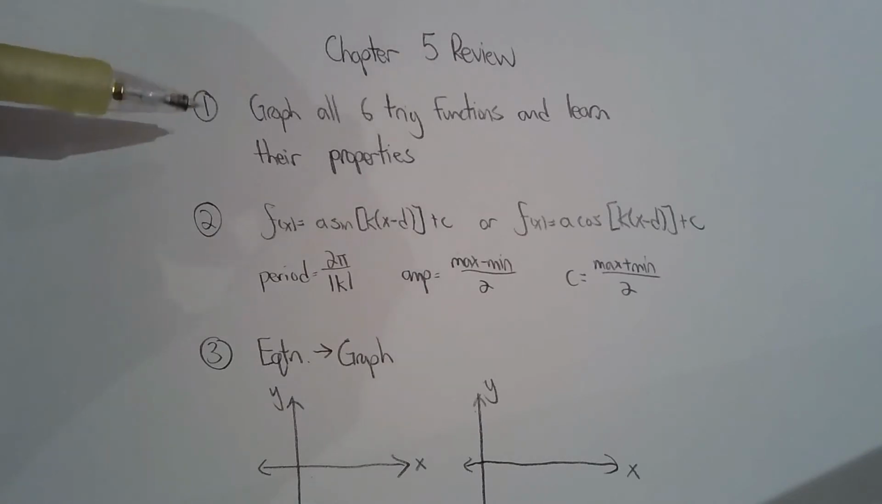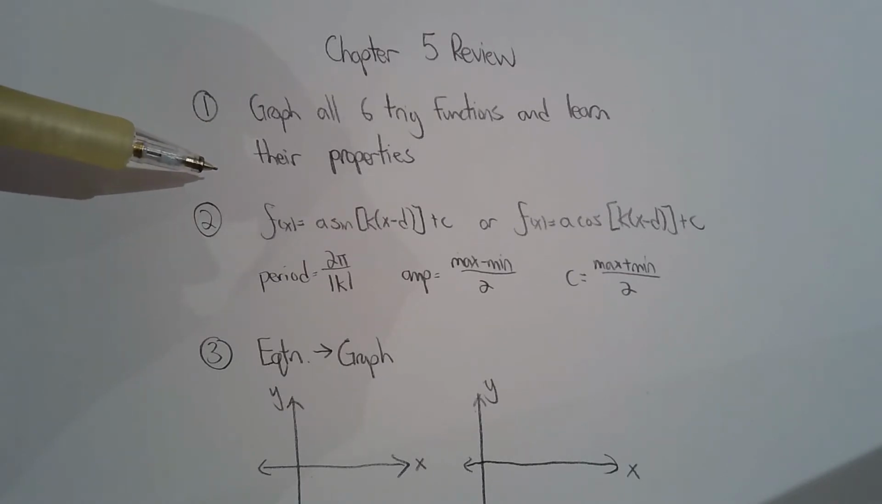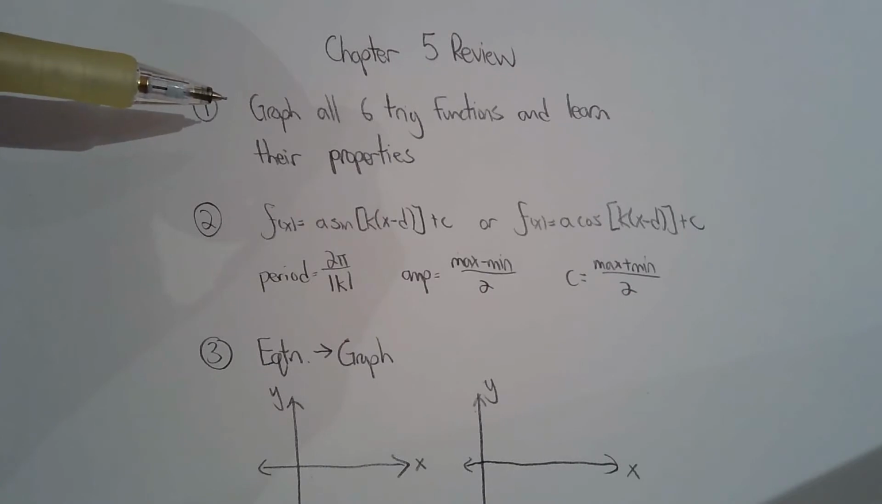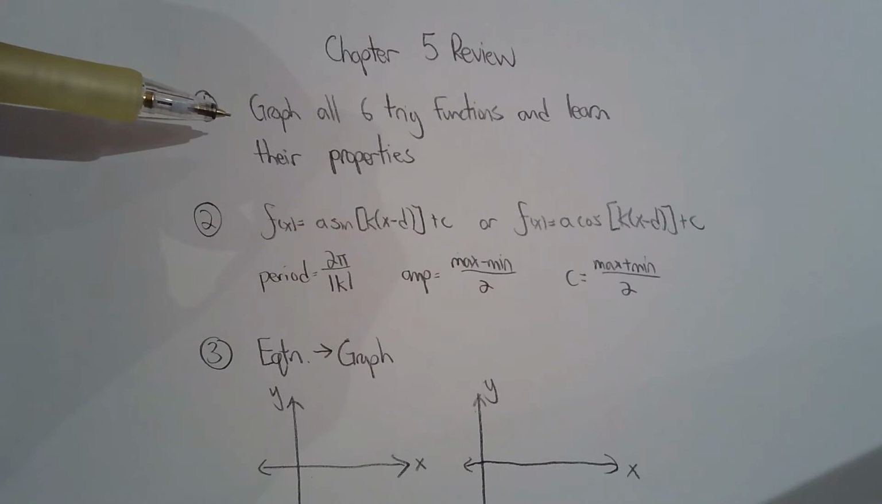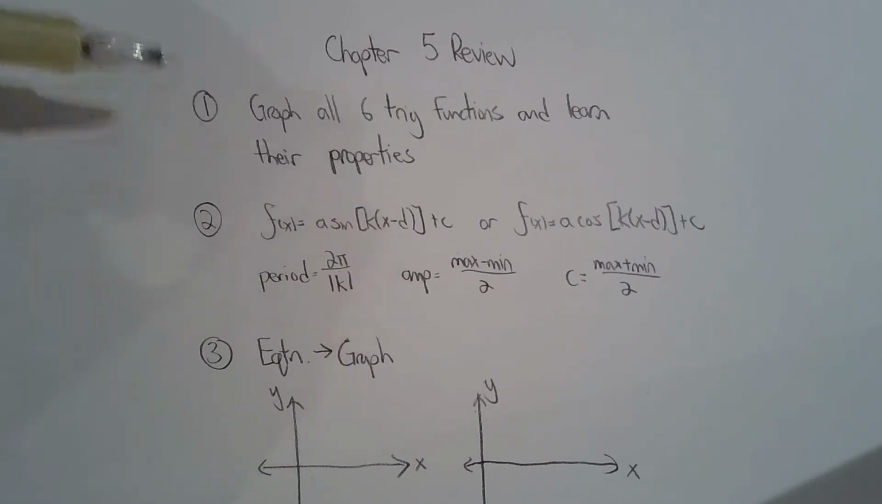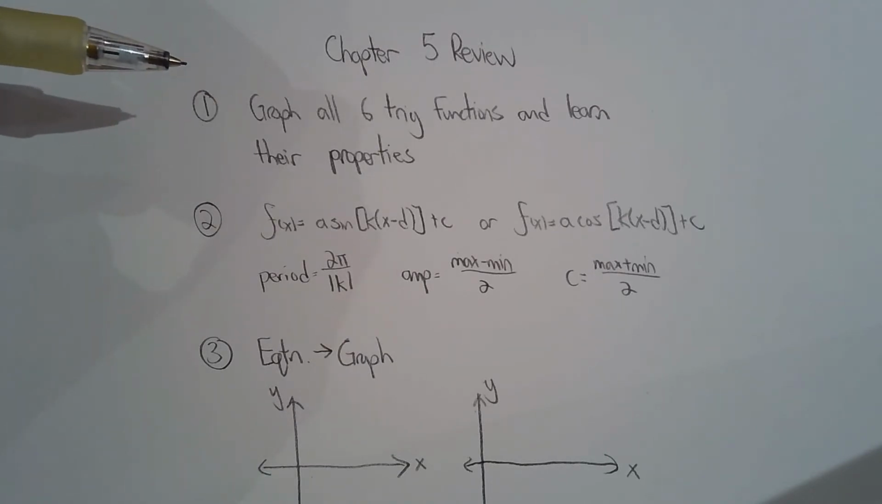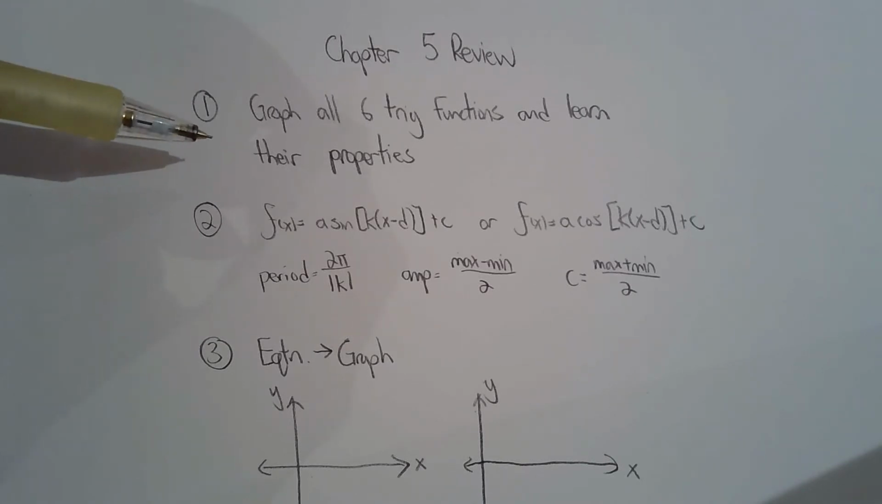Okay, so the first big idea of Chapter 5 is to graph all 6 trig functions and learn about their properties. For example, you need to know how to graph sine x, cos x, tan x, cosecant x, secant x, and cotan x. And what about the properties? It's not applicable to all of them, but you can talk about amplitude, domain, range, zeros, x-intercepts, the vertical asymptotes, equation of the axis, period. So any property for any of the 6 trig functions.